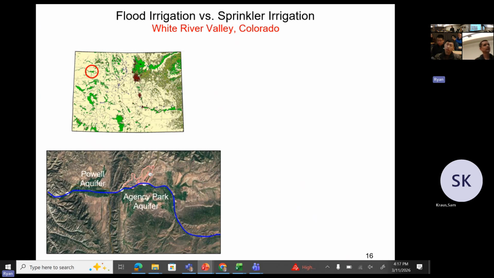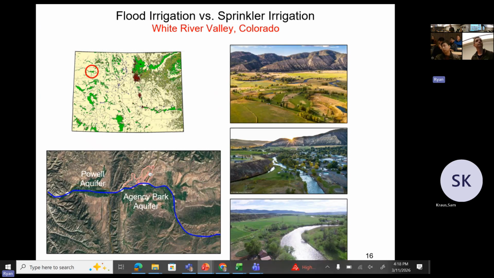We have two main aquifers, Agency Park Aquifer and Powell Park Aquifer. They are highly conductive alluvial aquifers, often up to like 800 feet per day for hydraulic conductivity. So very, very nice sand and gravel aquifers. Here's some pictures here, just a beautiful, gorgeous area. A lot of people come here for fishing and for outdoor experiences. And here's the White River that flows through the town of Meeker.